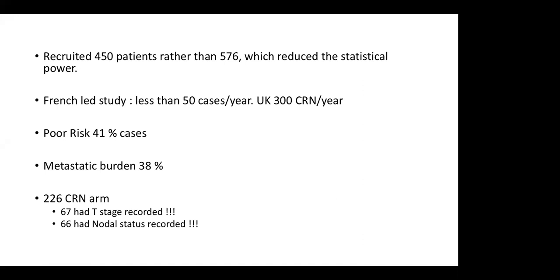And in the cytoreductive arm, there were 67 who had T-stage recorded and 66 had nodal stage. So there was a huge number of patients, we have to say, who did not have the stage and nodal status recorded. So a fair bit of data was, again, missing.